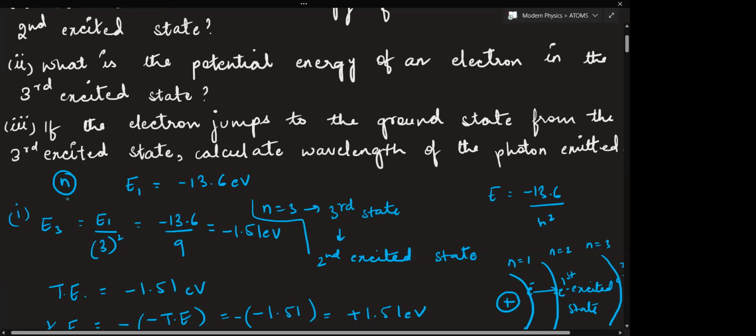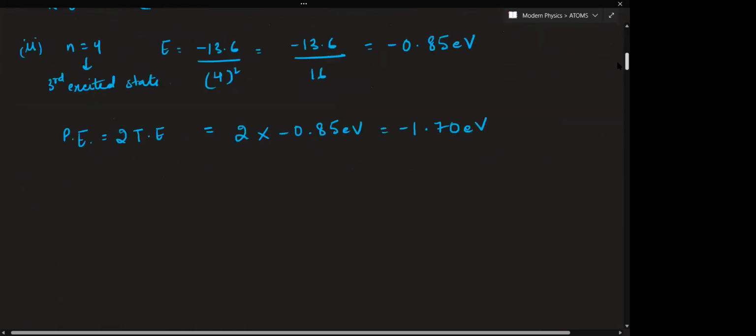4. Why 4? Because an excited state is one level higher. Yes, correct. Because an excited level is one level higher.